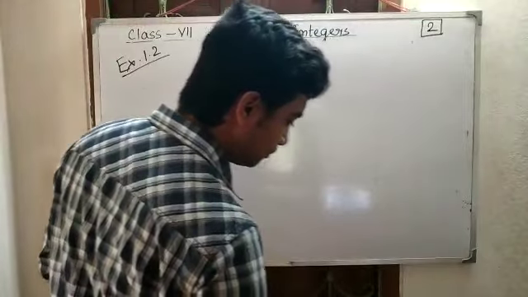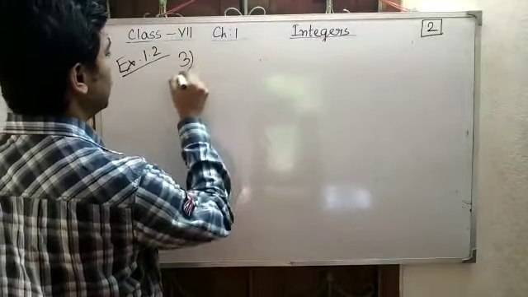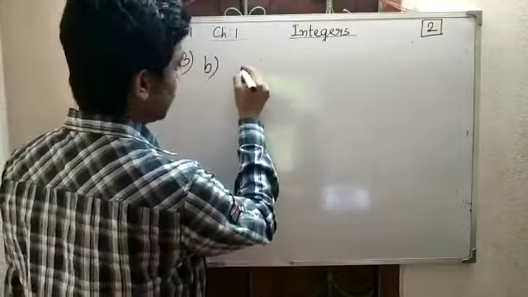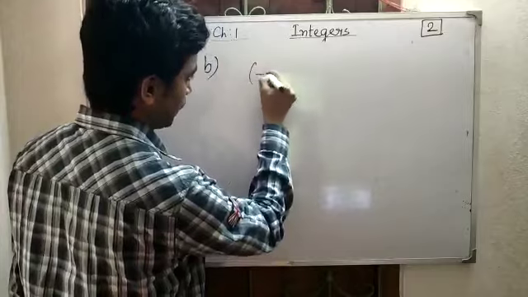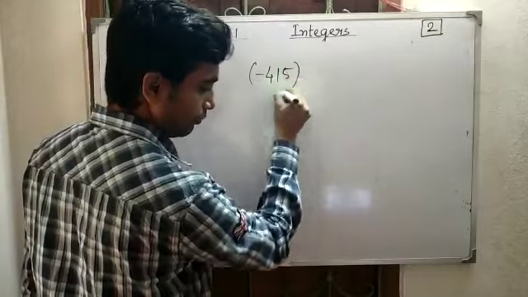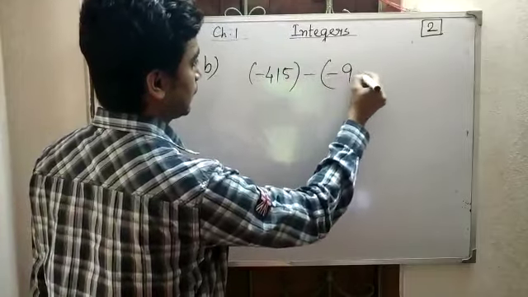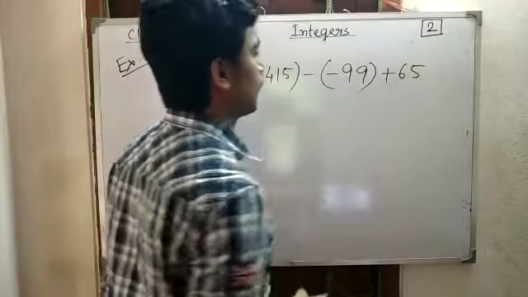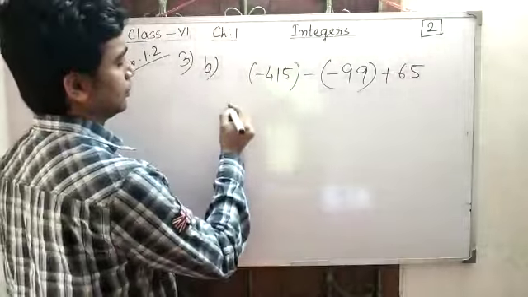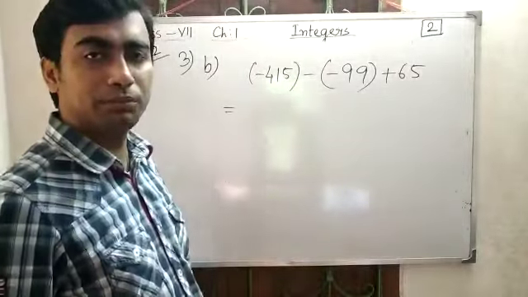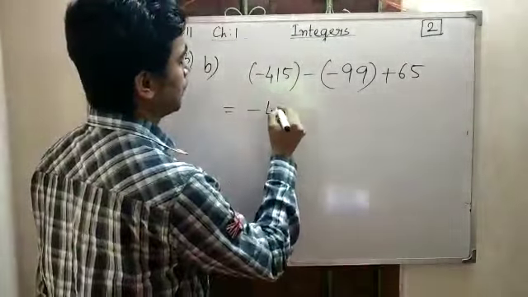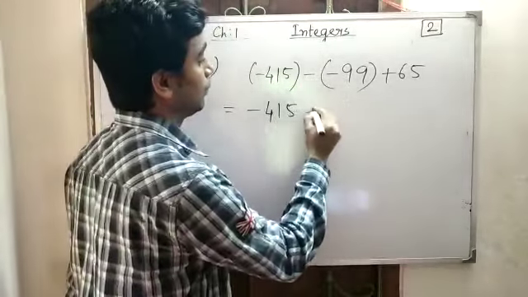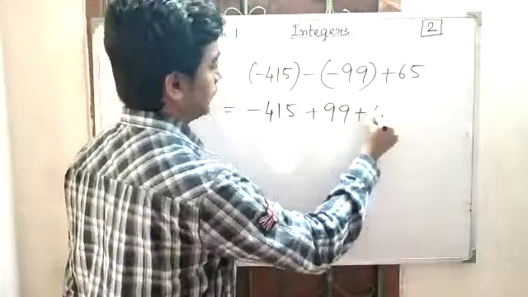Then number 3b, you have to evaluate this question: minus 415 minus of minus 99 plus 65. Okay, so how to solve? First you have to remove the bracket. So minus 415, outside the bracket minus, inside the bracket minus, so it will be plus 99 plus 65.